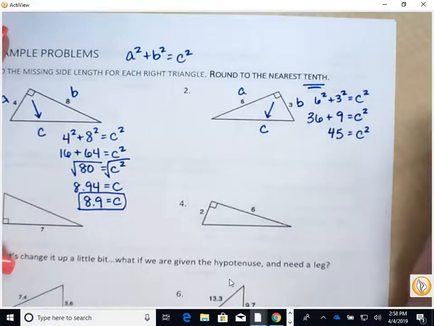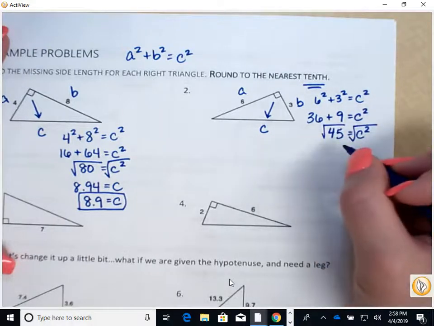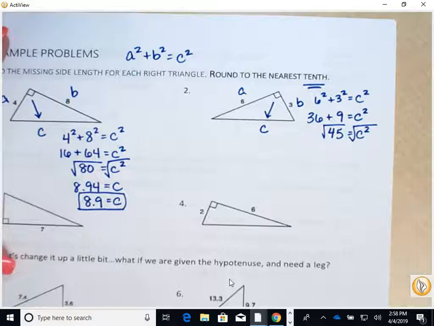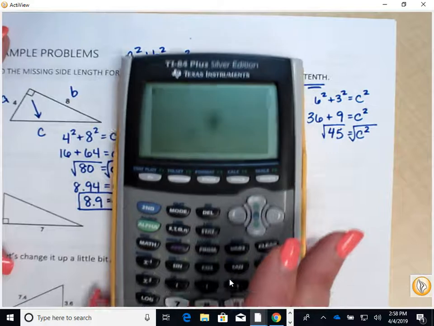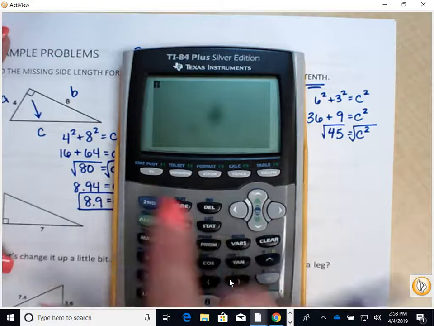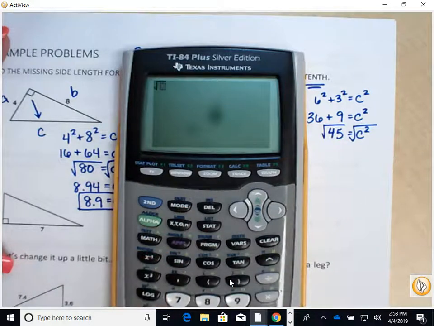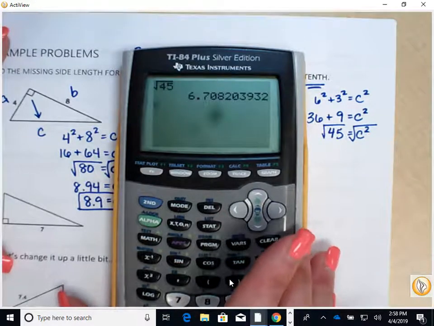And then to get C by itself, we need to take the square root of both sides. Square root of 45 in your calculator. And if you're having trouble finding the square root on your calculator, you'll see it on here, it's the little blue square root on the x squared button. Since it's blue, you have to hit the blue button first, then hit the x squared button, and you'll get your square root. Then you just type in what number you're trying to take the square root of and hit enter. So we get 6.70, so that'll end up being 6.7.